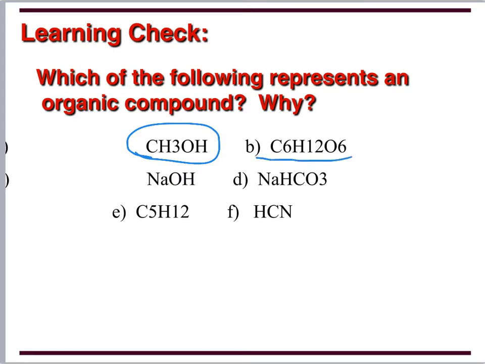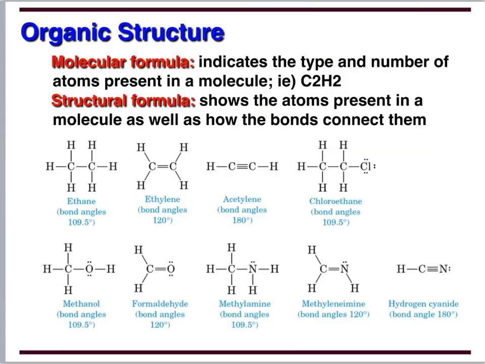B has a long chain of carbon as well, 6 carbons. Again, with hydrogen and only oxygen. So those 2 are definitely considered organic molecules. C, however, is not. So it's got no carbon there. So C is not an organic molecule. And D, although it has 1 carbon, carbon is not the backbone of that molecule. So it is not an organic molecule either. E does have a long chain of carbon, so that would be considered organic. F, it is not a long chain, so it is not considered an organic molecule.